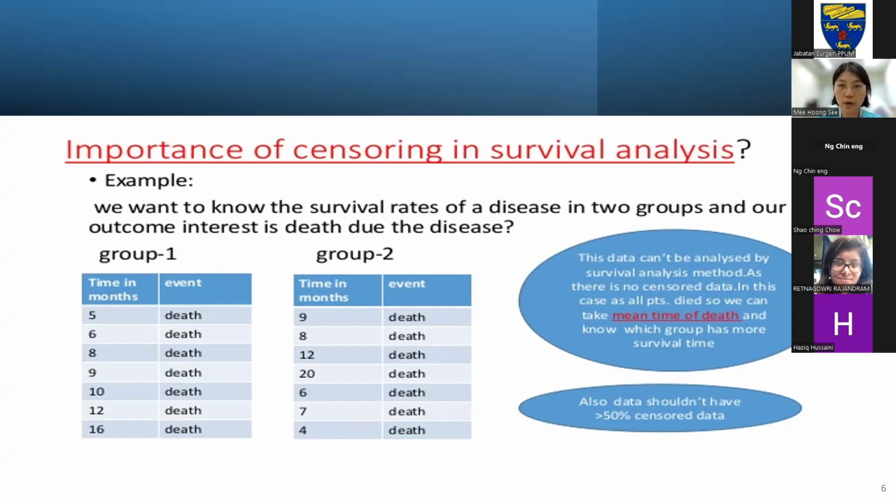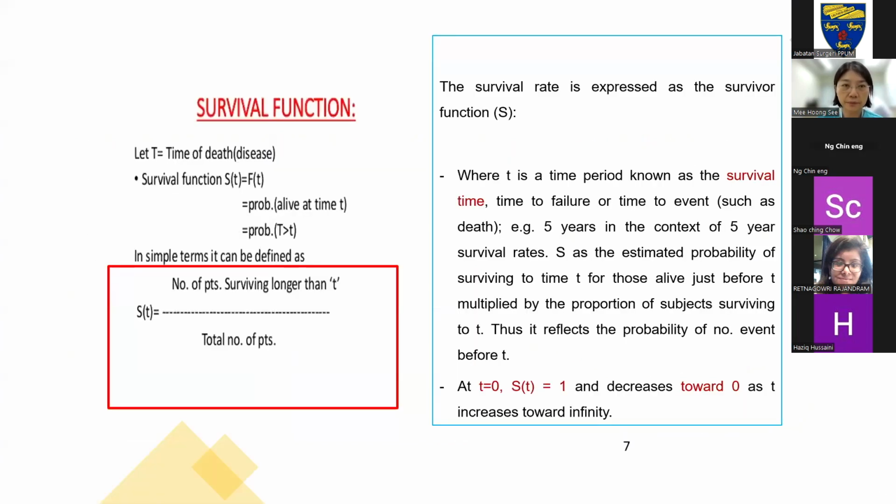So that is very important even before you do the analysis. By theory, you can see the survival function, which we call S. S is survival over the time period that we want, S(t). It is the number of patients who survive longer than T over the total number of patients. That means it is the probability of patients surviving over that time.